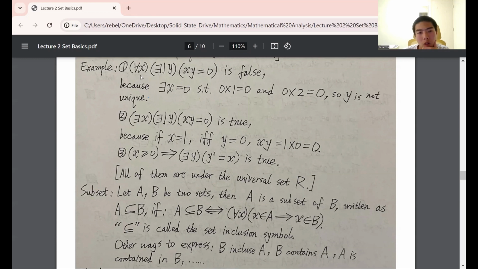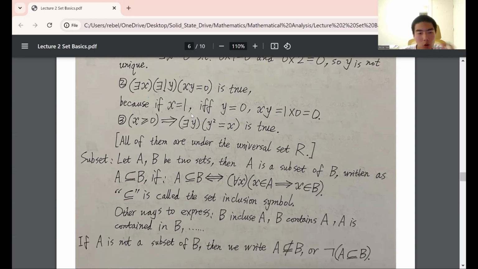So proving a for all statement false is to find a counterexample. So x equal to 0 is a counterexample. 0 times 1 equal to 0, 0 times 2 equal to 0. So y can be two different values. It's not unique. So the statement is false.